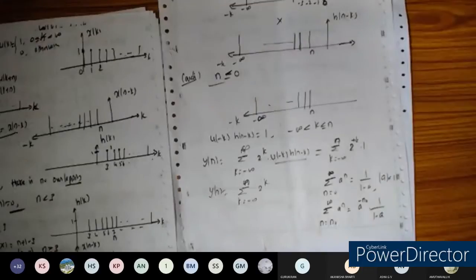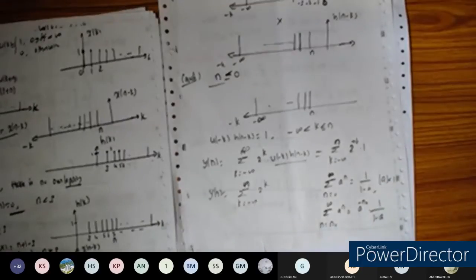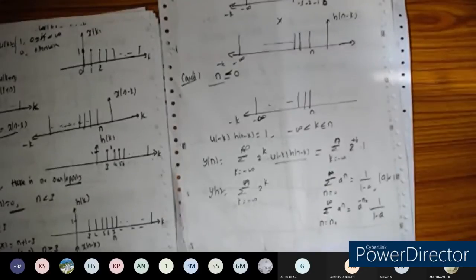Okay. Done. This formula is correct now, right? Any doubts with the formula? Any doubts in the formula? No, sir. Okay, so just cross checking.